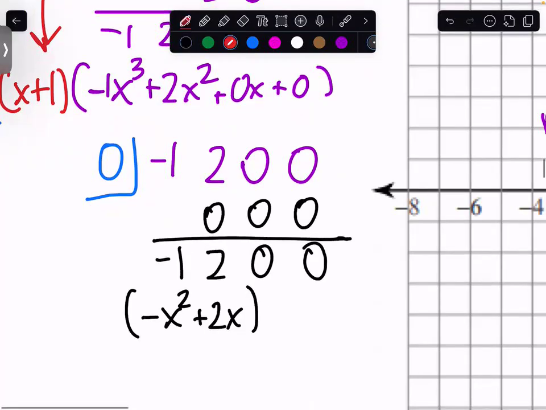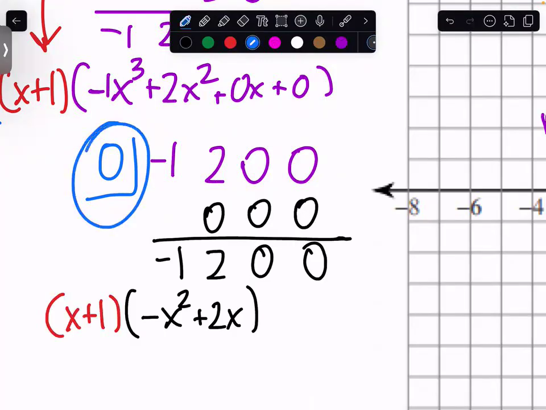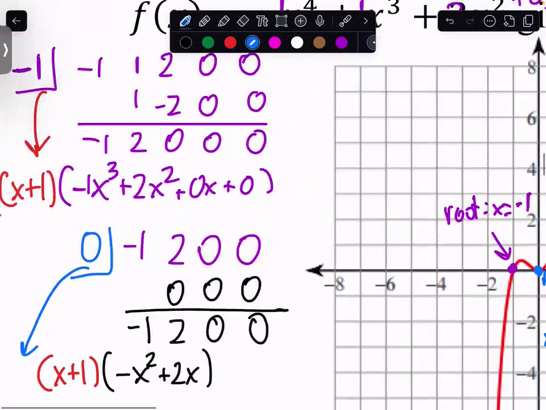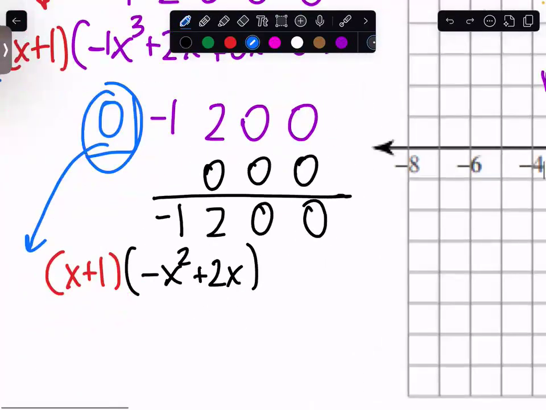So don't forget, we still have the x plus 1 from earlier, right? So when we split the purple part up, the red part is still there. But we also need the corresponding factor of the root of 0. So again, when you do synthetic division by -1, the actual factor is x plus 1. So when you do synthetic division by 0, what factor did you actually divide by? Any ideas? X, or x minus 0, right? Which is just x.